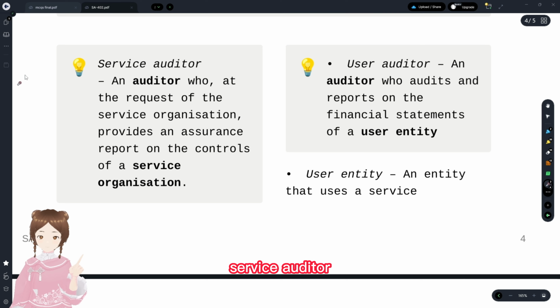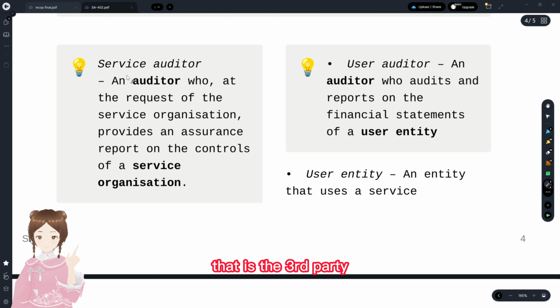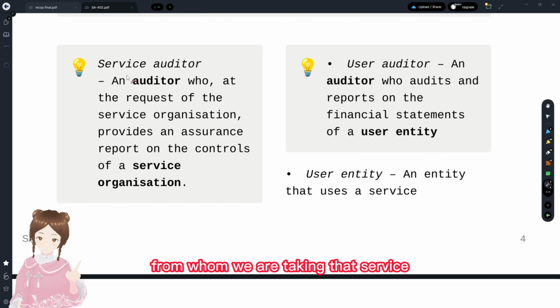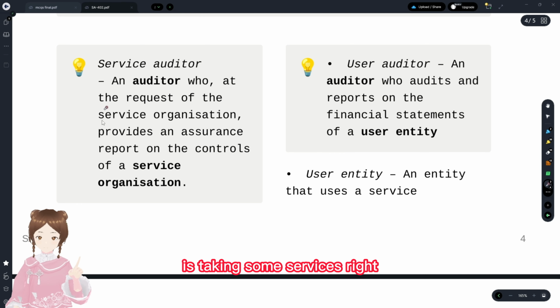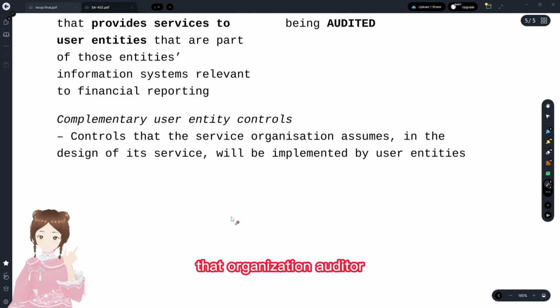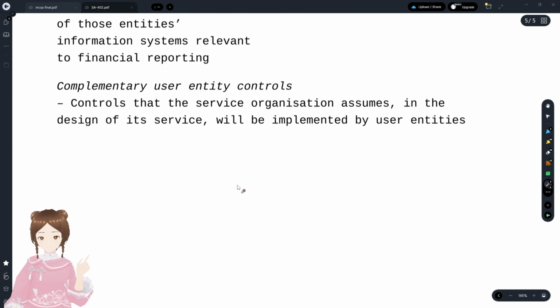And who is the service auditor? The service auditor is the one who audits that service organization. That is the third party from whom we are taking that service. The entity is taking some services, right? That service organization is that third party organization.